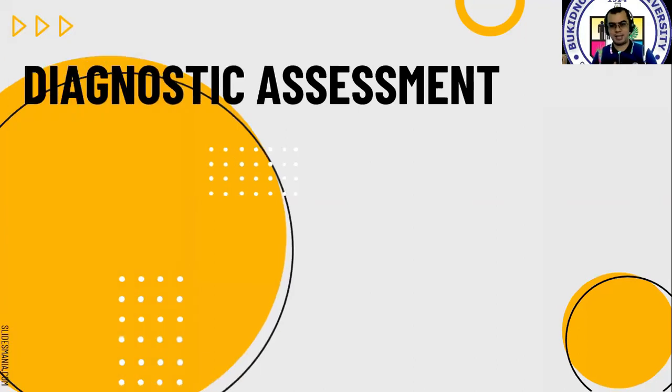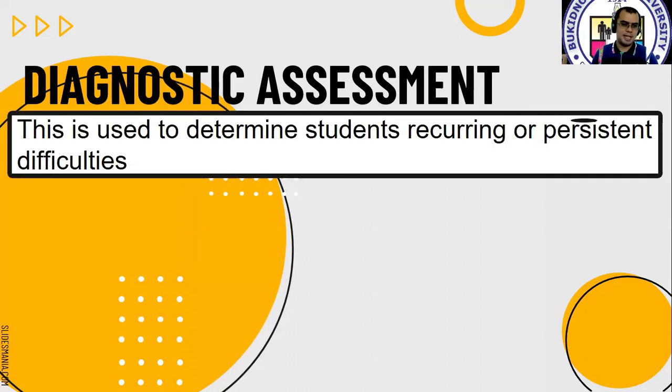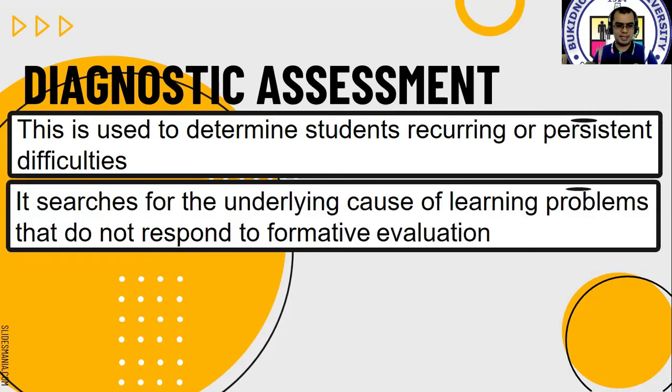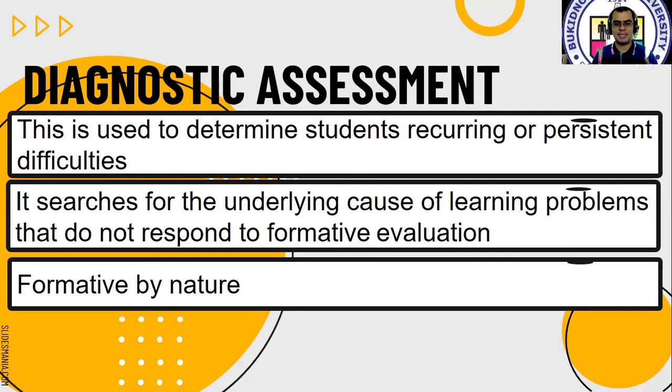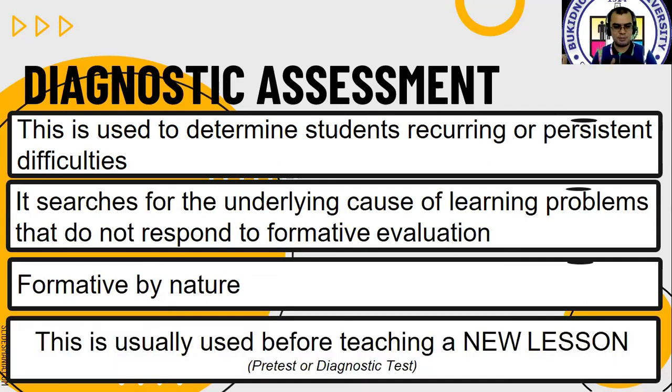Now let us go to the third role of assessment under assessment for learning, which is the diagnostic role of assessment. This is used to determine students' recurring or persistent difficulties, and it searches for the underlying cause of problems that do not respond to formative evaluation, and this is formative by nature, and this is used before teaching a new lesson. It can be in the form of pre-test or diagnostic test.